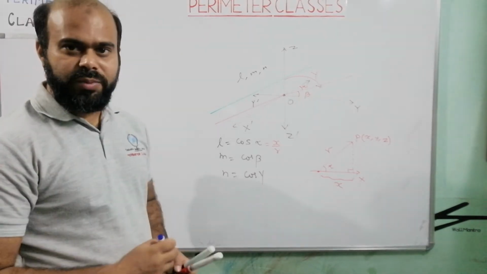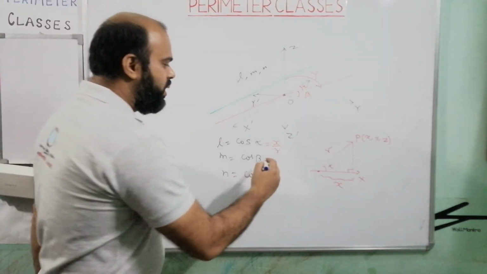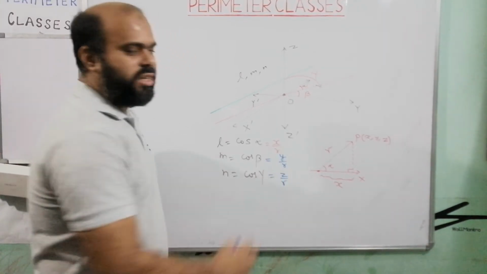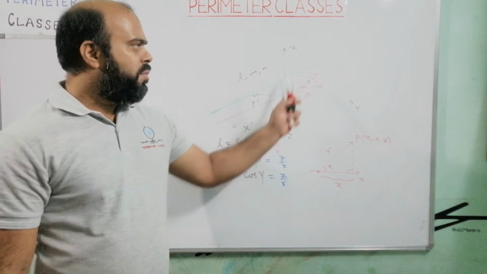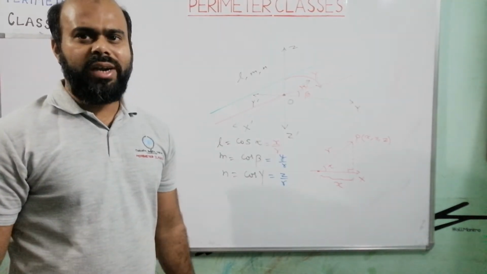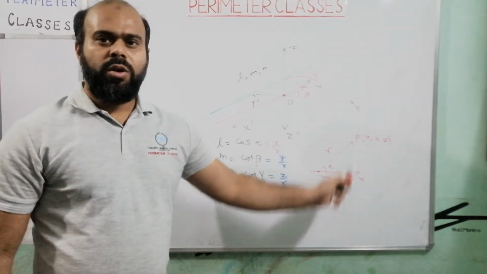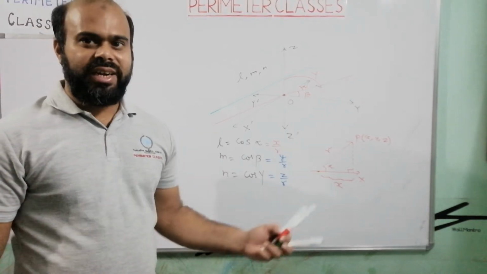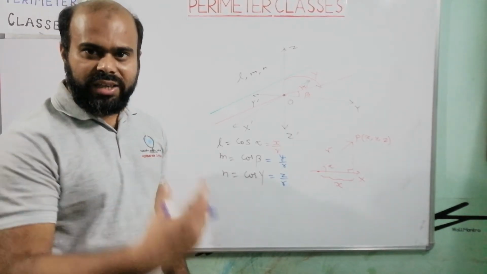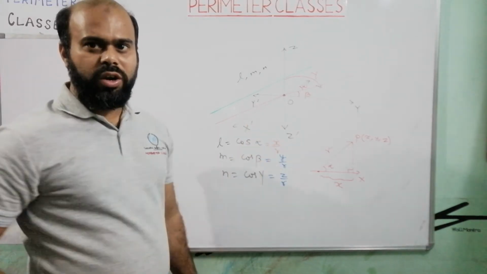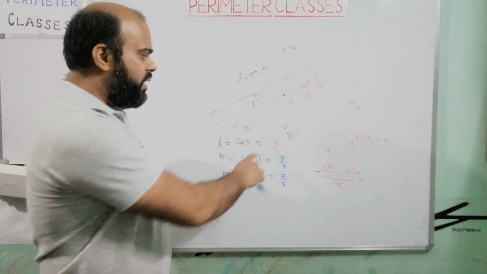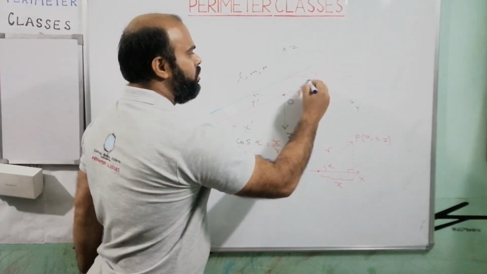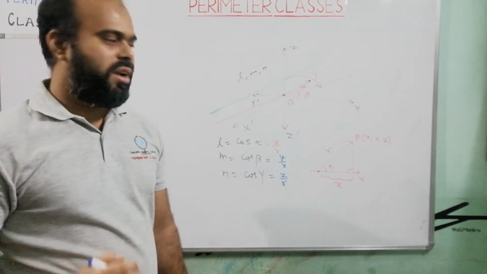Similarly, cos beta will be y upon r, and cos gamma will be z upon r. Simply, we are drawing perpendiculars from a point on the line to the x-axis, y-axis and z-axis. We get the x-coordinate, y-coordinate and z-coordinate, and we divide them by the length of the line from the origin to that point, which is r.